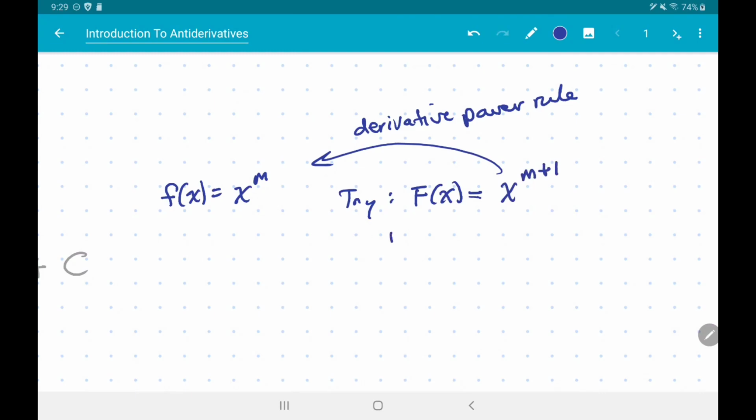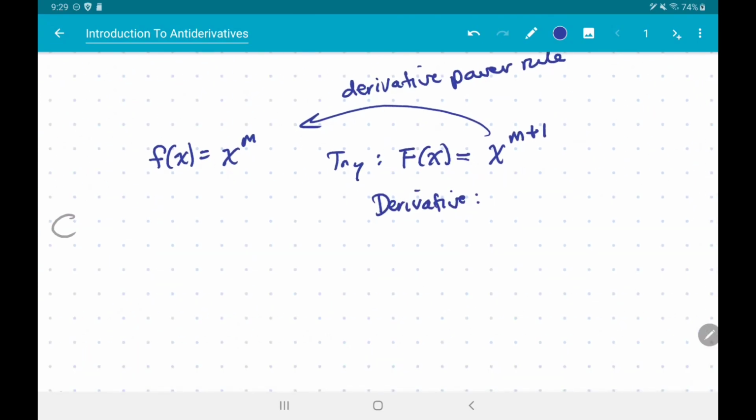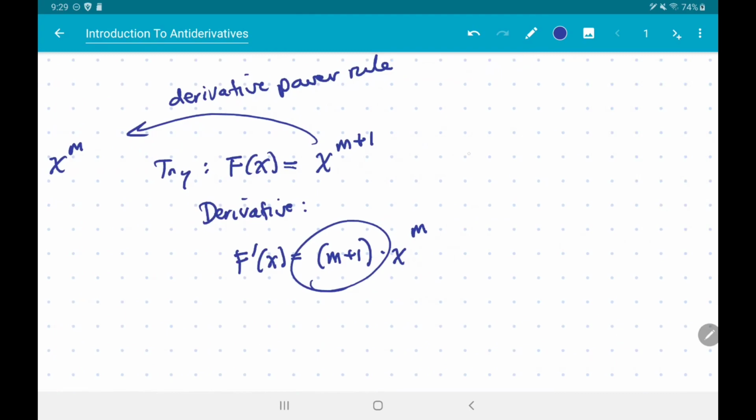But if I actually compute the derivative of that function big F, I'll get big F prime of x equals, and remember how this works, you get a factor from the power times a new power that's the old power minus 1. Now, that's pretty close, but we need to do something about this. So let's try again.